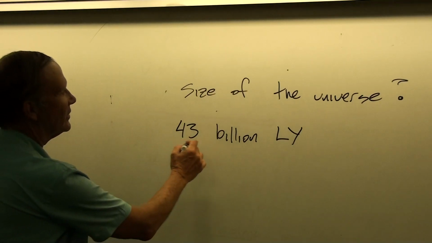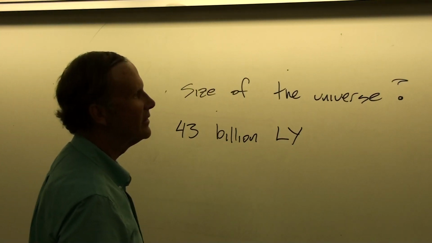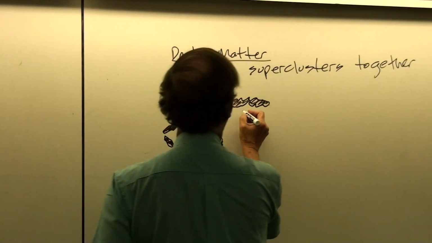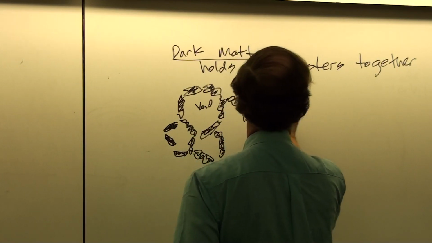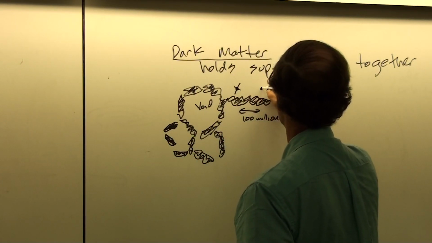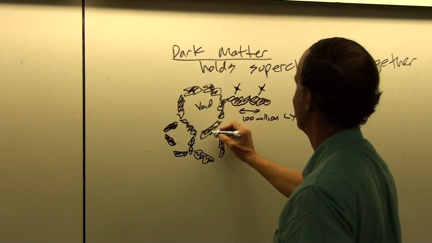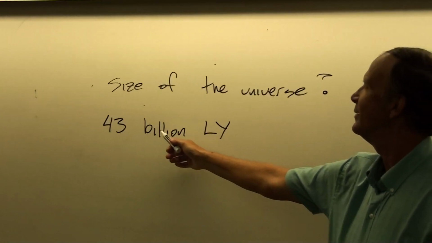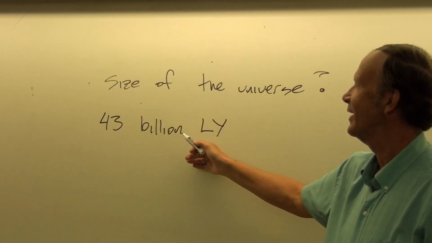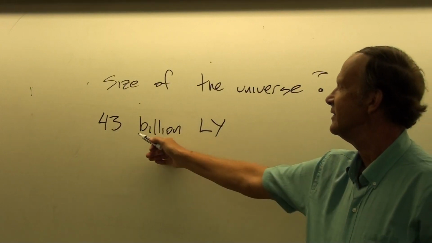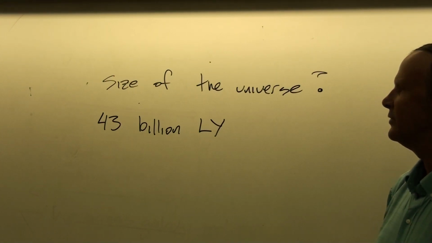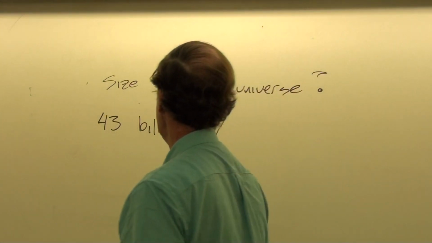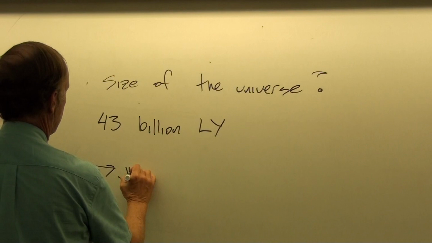And so this then is huge, even with respect to the distances between superclusters. Here we might be talking about 100 million light years between this supercluster here and this supercluster there, maybe 100 million there. But here we're talking about, well, 1,000 million is a billion, so we're talking about trillions of galaxies contained within a distance of about 43 billion light years. And so is there more to the universe than we can see? Yes, this is just the visible universe.